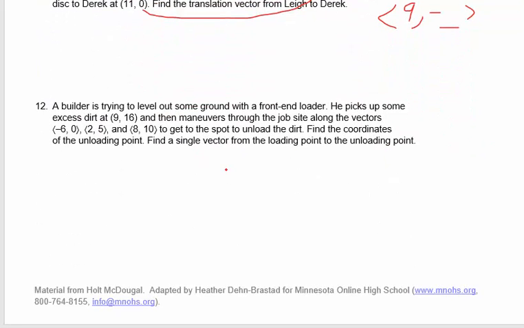And then the next question is interesting. We have a builder trying to level out some ground with a front end loader. He picks up some excess dirt. He drew a grid over where he's working, and then he goes along these 3 vectors to get to the spot to unload the dirt. First he goes horizontally -6 and vertically 0, then horizontally 2 and vertically 5, and so on. And you're supposed to find where he'll end up. That's an interesting problem, and it might help you to look at Sketchpad and actually translate this point along these vectors and see where you end up.